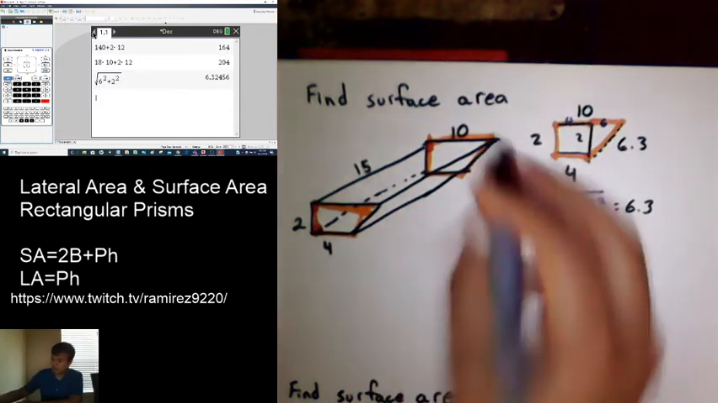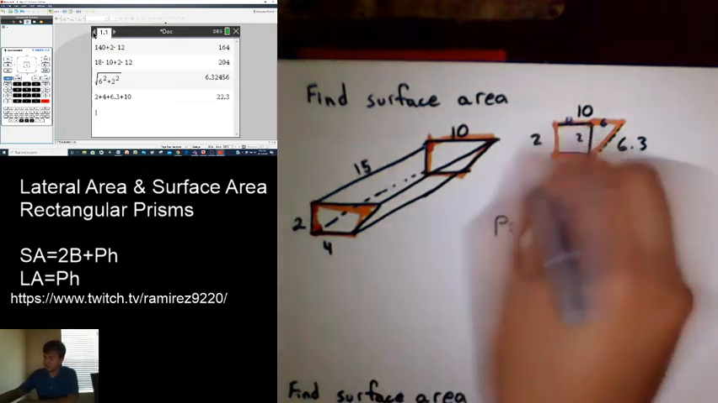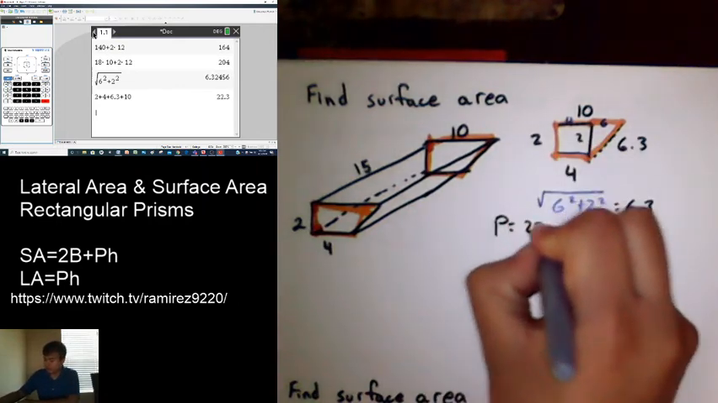So again, now I can find the perimeter. My perimeter is just the 2 plus the 4 plus the 6.3 plus 10. The perimeter of my base is 22.3.